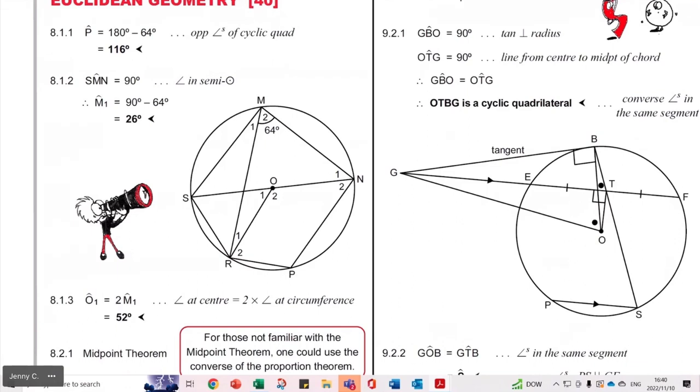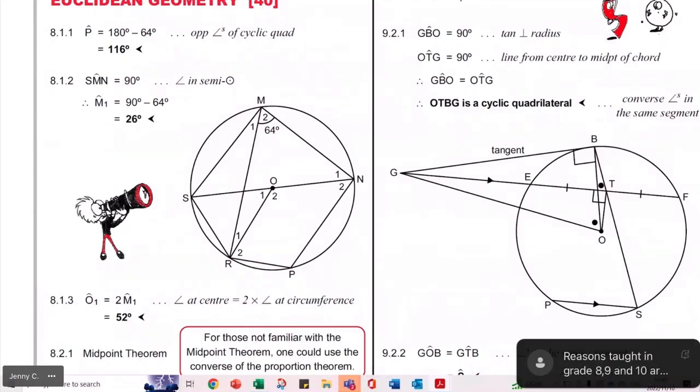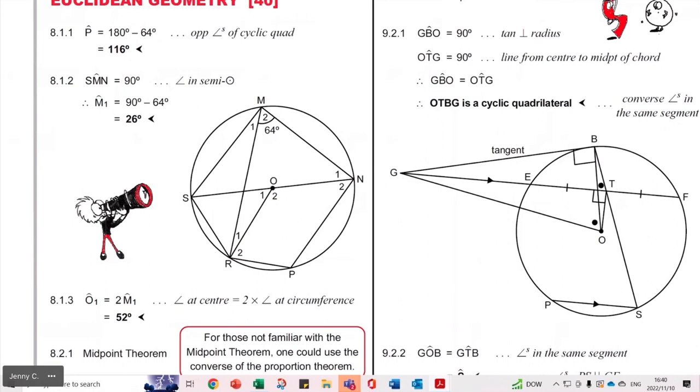Yeah, I hear you. They will give 1 mark for the 26 because that's the answer. And they're probably going to give 1 mark for the angle in the semicircle. And if the child doesn't state the 90 degrees, I think they're going to take it that the child obviously has got the 26 from taking 90 minus 64. But I agree with you.